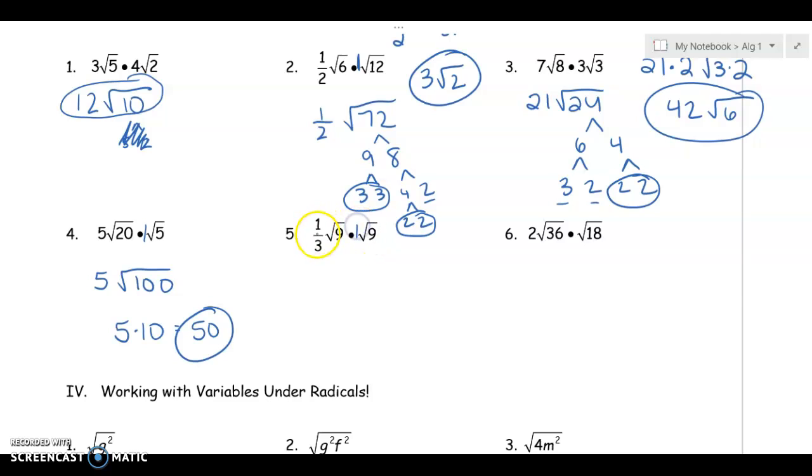This next one, you get 1/3 times 1, which is 1/3. 9 times 9, you're going to get 81. Well, the square root of 81, that's 9. So don't bother doing a factor tree. And you got 1/3 times 9, which is 3.